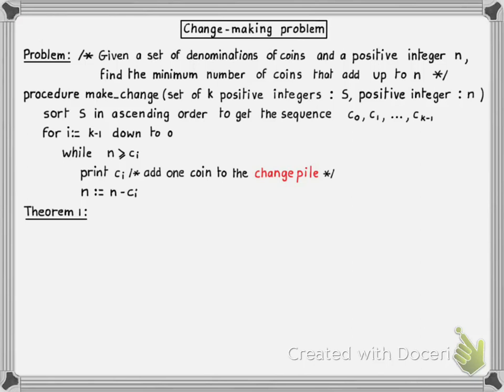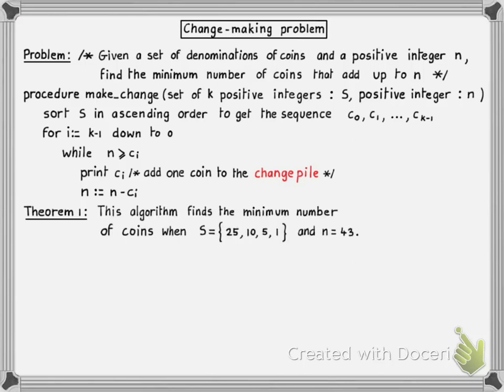So the first theorem in this lecture states the following. This algorithm finds the minimum number of coins to make change for 43 cents when the denominations are 25 cents, 10 cents, 5 cents, and 1 cent. So, to prove this theorem, we're simply going to trace it using the inputs stated in the theorem.